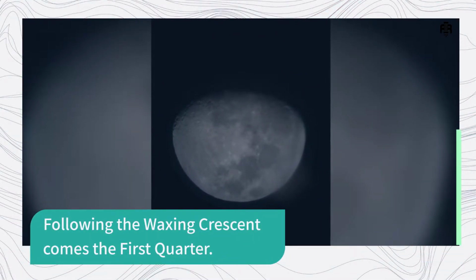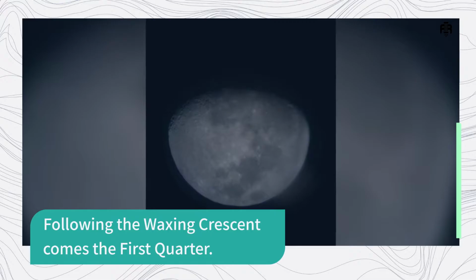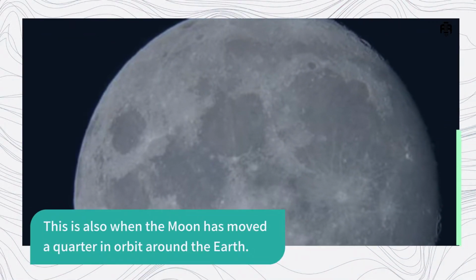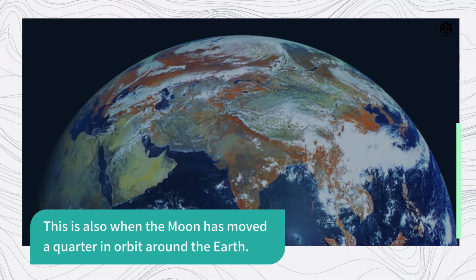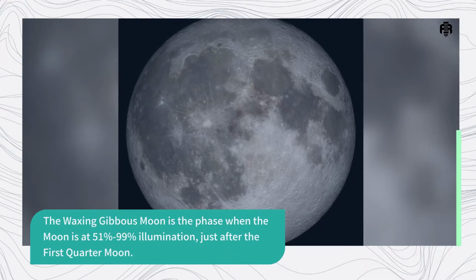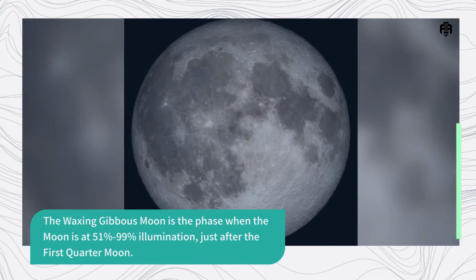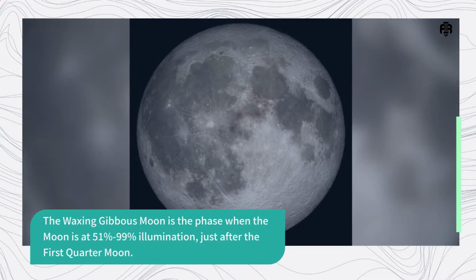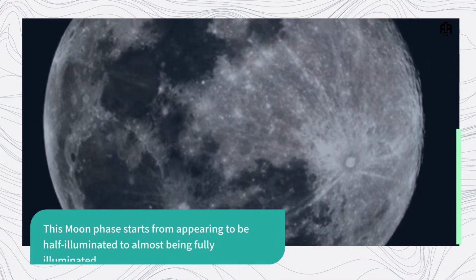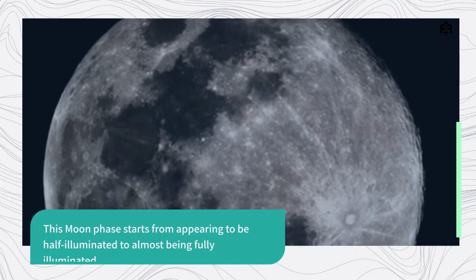Following the waxing crescent comes the first quarter. This is also when the moon has moved a quarter in orbit around the Earth. The waxing gibbous moon is the phase when the moon is at 51% to 99% illumination, just after the first quarter moon. This moon phase starts from appearing to be half illuminated to almost being fully illuminated.